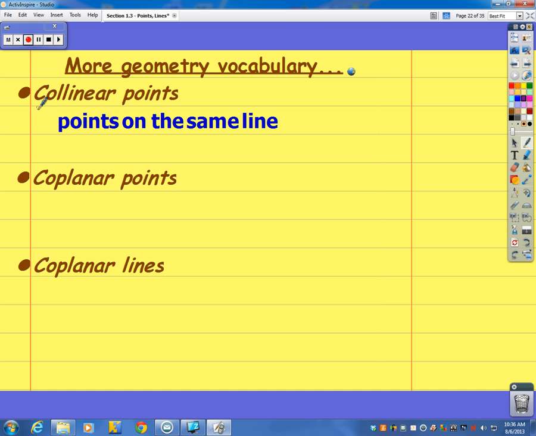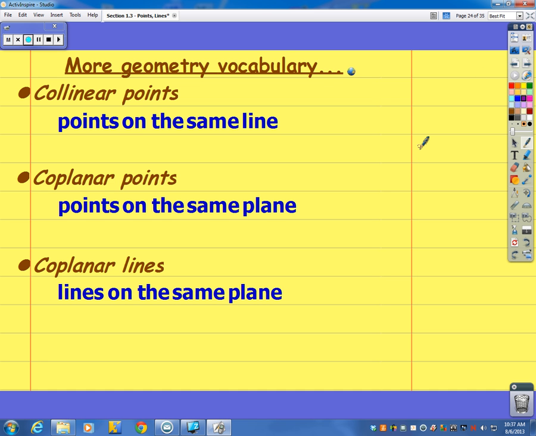Okay, the co meant together, like to cooperate. Some other co-words. What are some other co-words? Can't really think of any off the top of my head. But co means kind of a togetherness. So same line points, points on the same line. Coplanar points, if you use that same reasoning, would be points on the same plane. And coplanar lines are lines on the same plane.